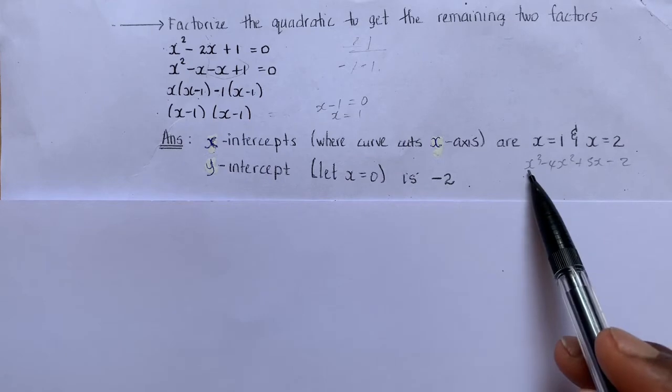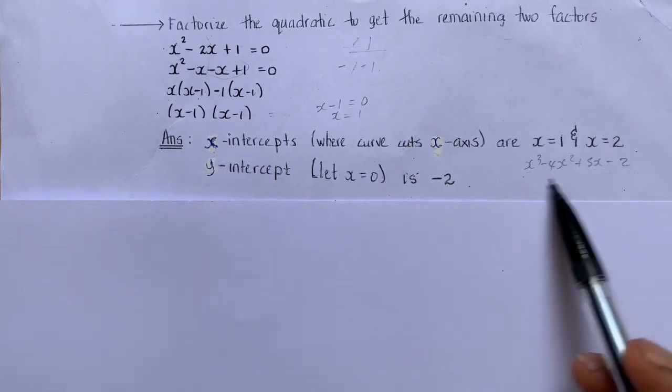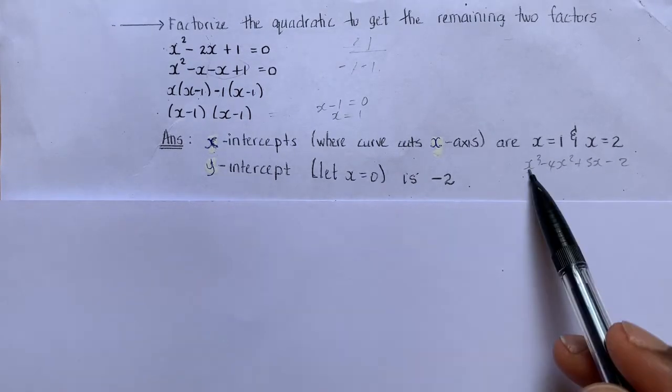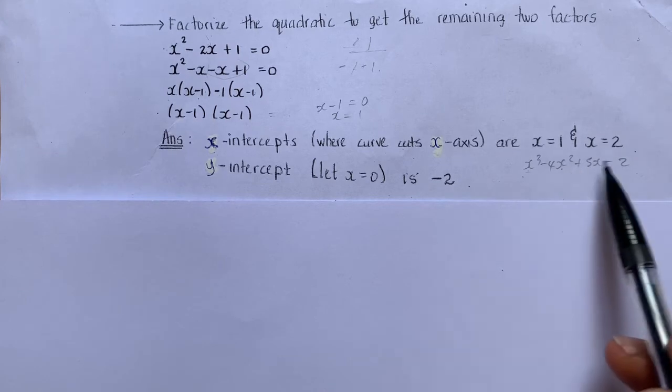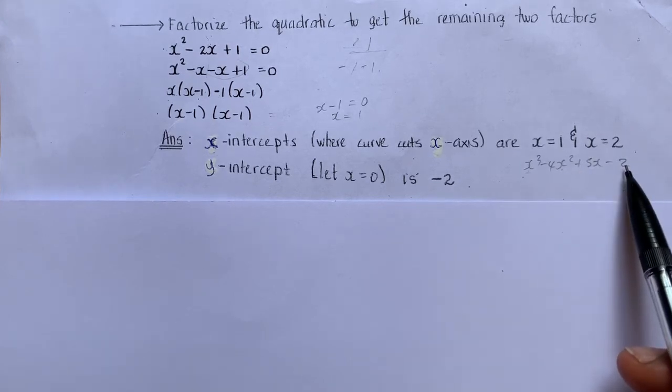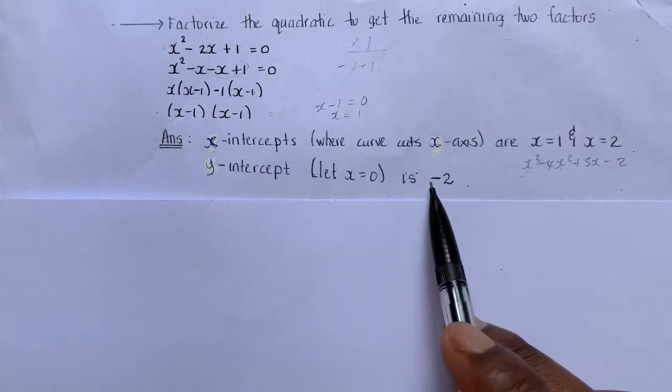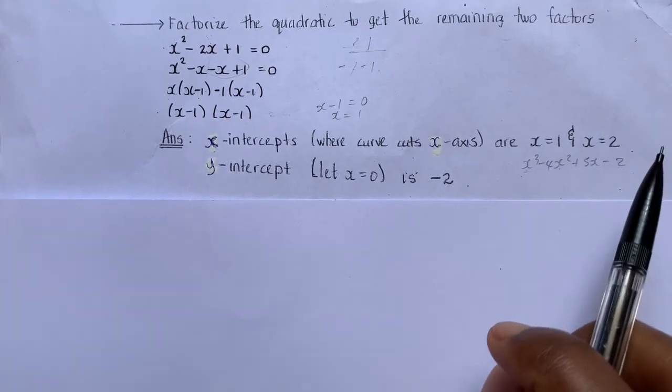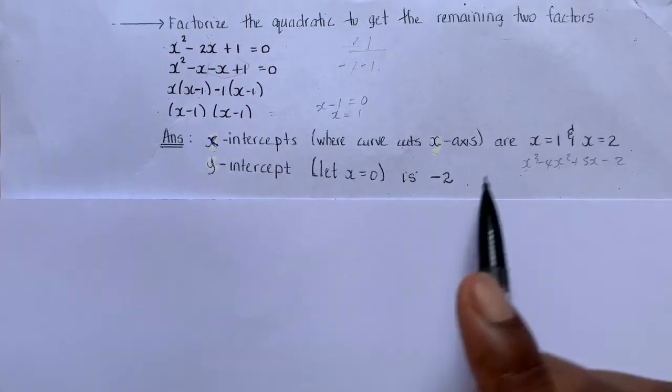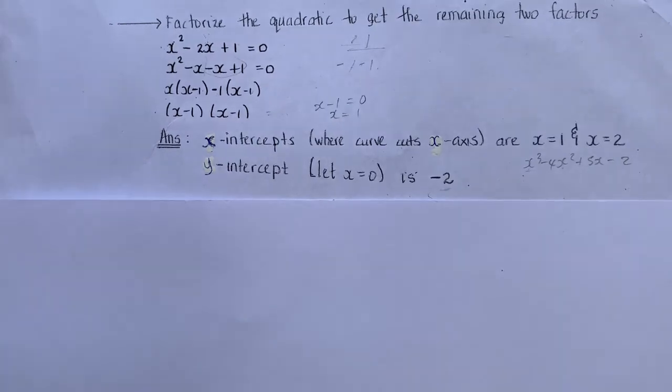So when we do that, this is our polynomial. I just dropped it there. We'll get a 0 here, as well as here and here. So we're left with negative 2. So therefore, the curve will cut the y-axis at negative 2.